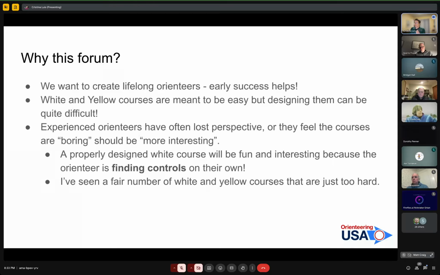But 10-year-olds, 11-year-olds, 12-year-olds, or even adult beginners, it's just a bunch of colors to them. And we have to learn to think with their eyes and their brain, and give them a course that they will find the right level of challenging. So often we hear people say, "Oh, I thought the white course was too boring, so I did this," and that's not really possible.